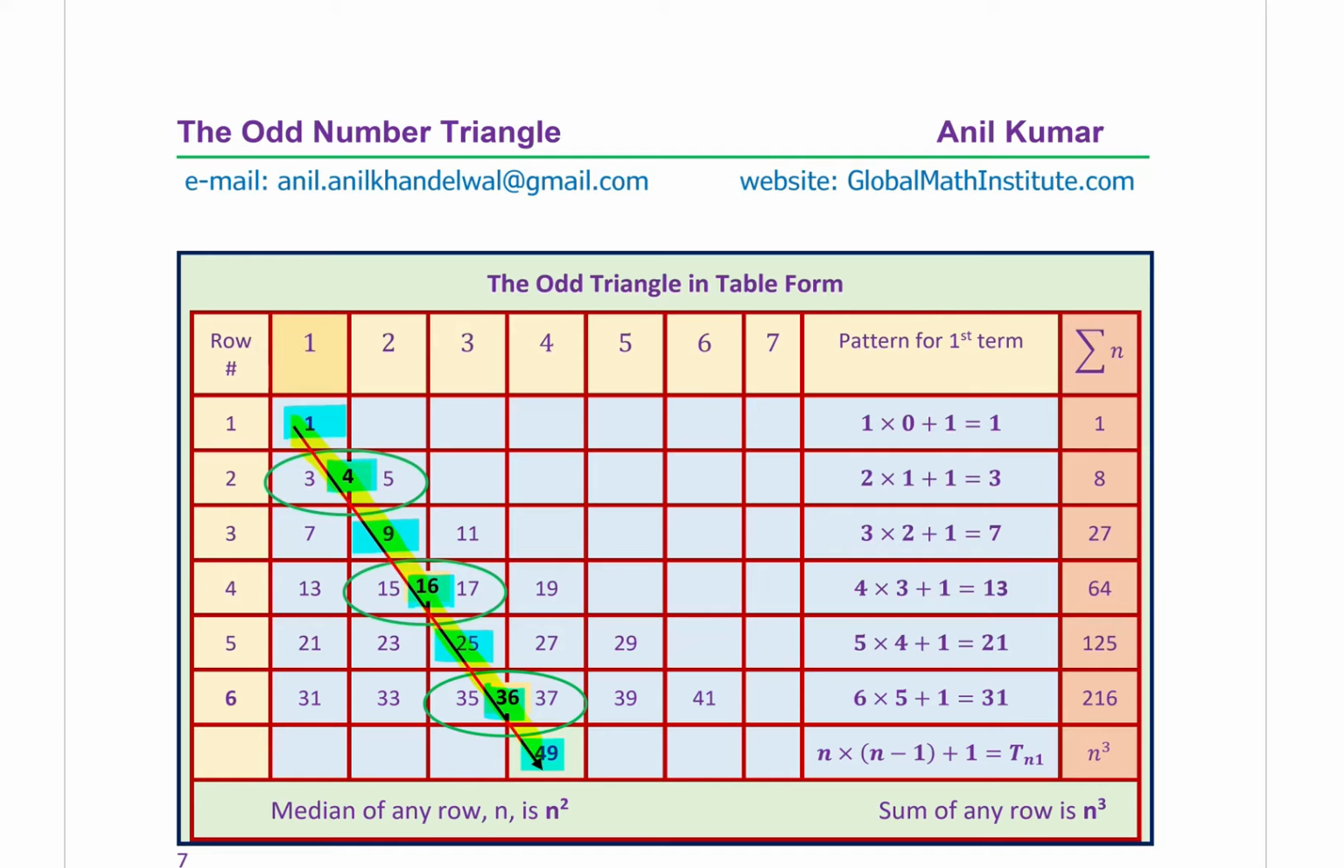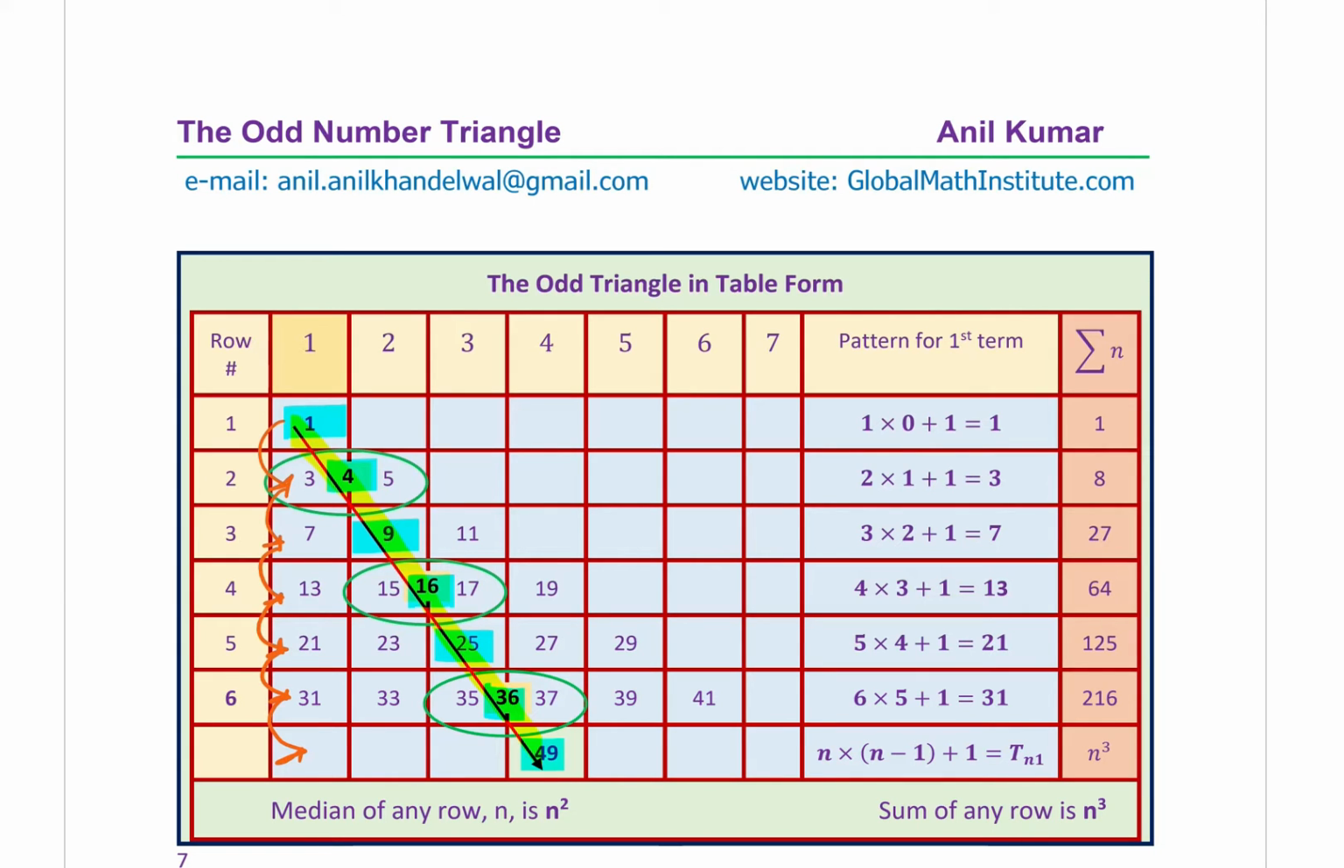Another pattern which you notice here is about the first term itself. So from 1 we go to 3 and then to 7, 13, 21, 31 and so on. So what do you notice?